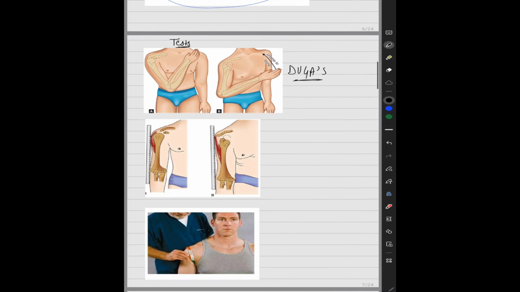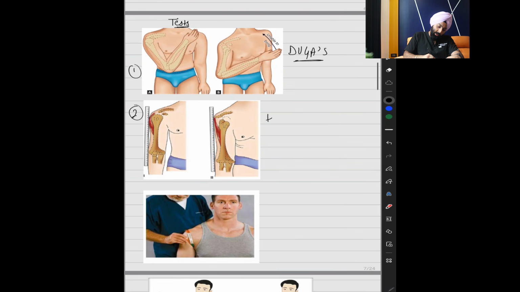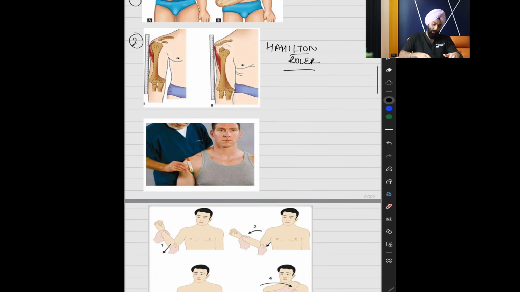Okay. Now moving on to the Hamilton ruler test. In a normal shoulder, if we place a scale from the lateral edge of the acromion along the arm, we cannot touch the lateral epicondyle or the lateral surface of the elbow at the same time because of the normal contour of the shoulder. But in case of shoulder dislocation, this contour is lost and we are able to place a scale from this point to this point. So this is the Hamilton ruler test.